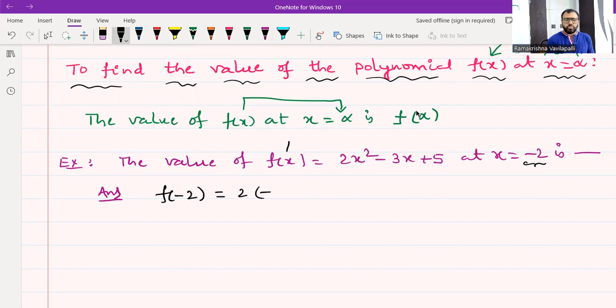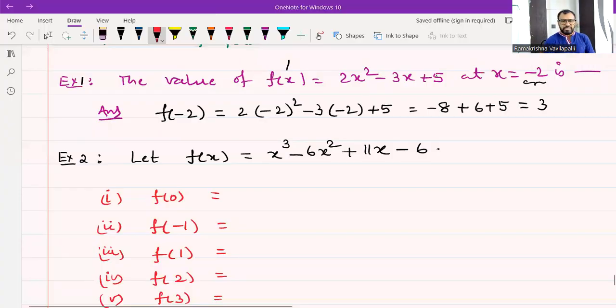2 into minus 2 whole square minus 3 into minus 2 plus 5. This is equal to minus 8 plus 6 plus 5 equal to 3. So the value of f of x at x equal to minus 2 is 3. I'll give you another example. Let f of x equal to x cube minus 6x square plus 11x minus 6. I am asking what is the f of 0?